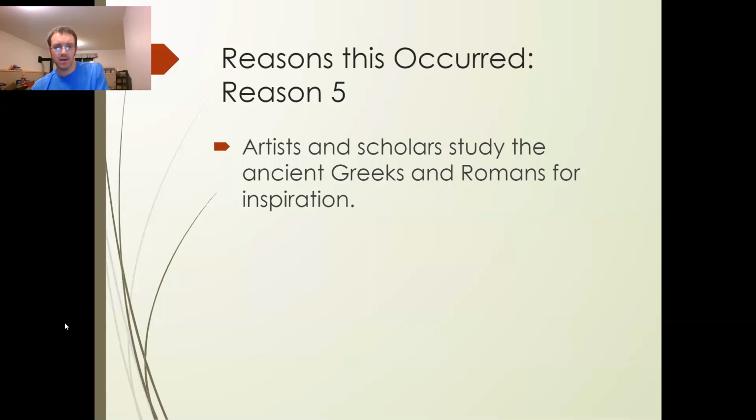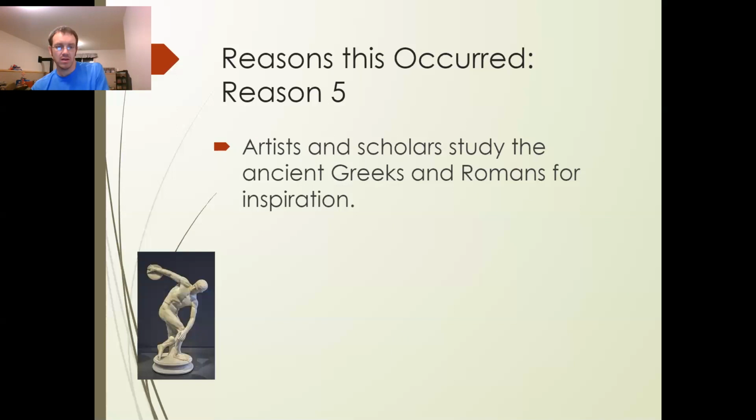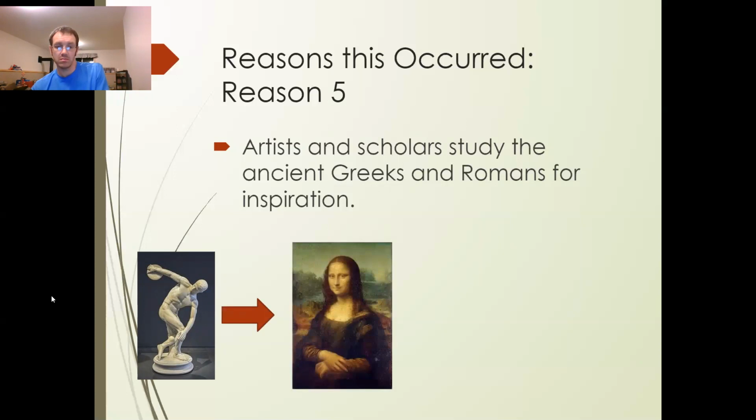Reason number 5, artists and scholars study ancient Greeks and Romans for inspiration. They look back to the Greek and the Roman sculptures and paintings and things like that, and they create their own, like the Mona Lisa. They take the old ideas and they make them better, and they find ways to improve that. And that's kind of a constant thing we've always seen throughout time. If you think about automobiles, when the Model T came out, it was revolutionary, but we didn't stop there. We decided to add shocks and lights and cruise control and all kinds of different things and make it better.